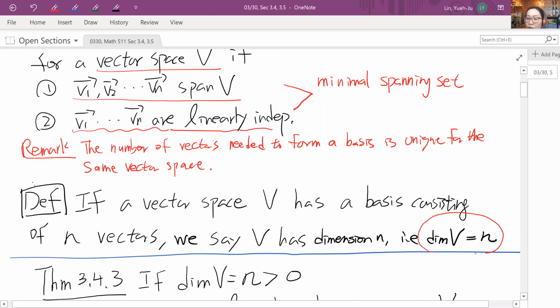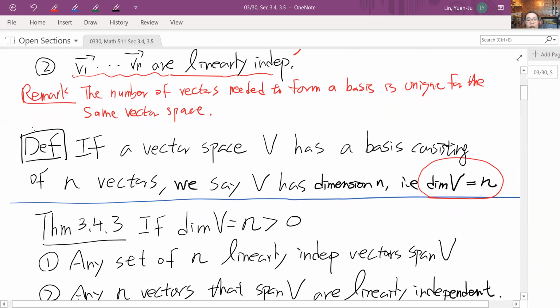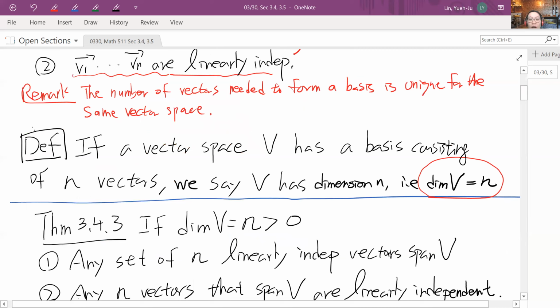And we use this notation dim V = n. So for example, in R3, we already know that the standard basis is (1, 0, 0), (0, 1, 0), (0, 0, 1). You need 3 of them to form a basis for R3. So you know the dimension of R3 is 3. So if you need to find me another basis for R3, then you already know in your mind that you need to look for 3 vectors, exactly 3 vectors.